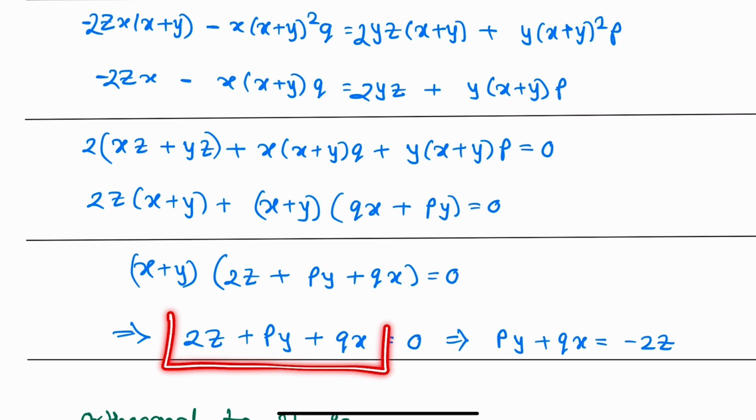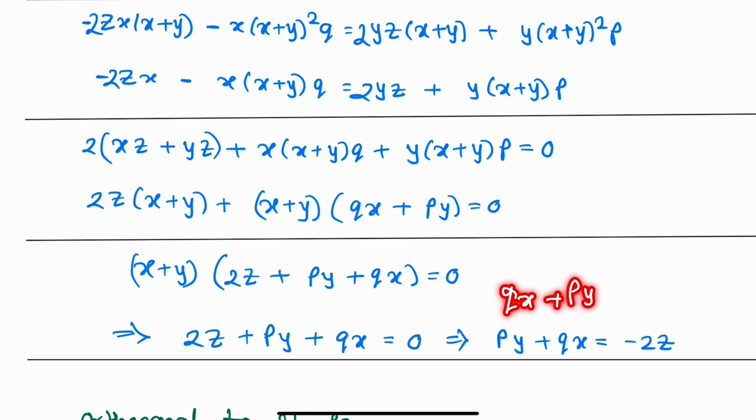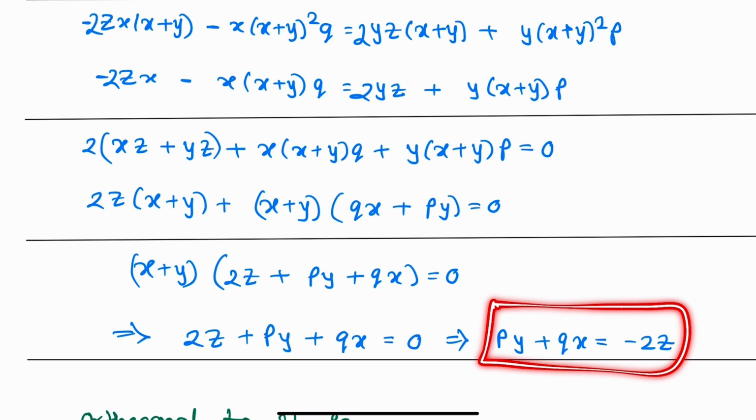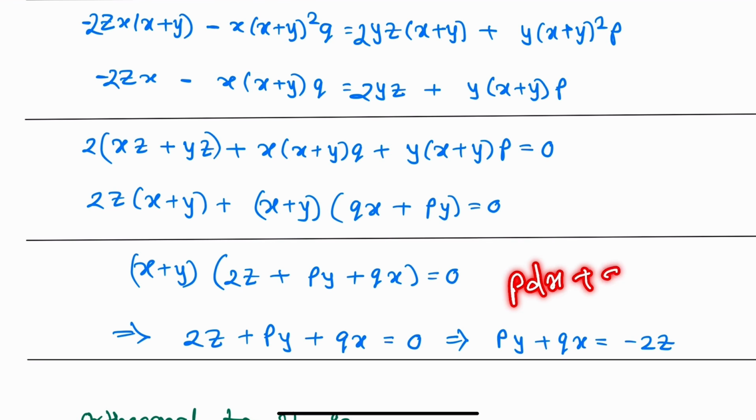Now, once we get this, what is it? 2z plus py plus qx equals 0. This can be written as py plus qx equals minus 2z. Again, the same thing can be written as qx plus py equals minus 2z. Now, this is the surface that we are given, and we have to find the orthogonal surface to this particular surface. And what was the formula that we saw earlier? It was p dx plus q dy plus r dz equals 0.